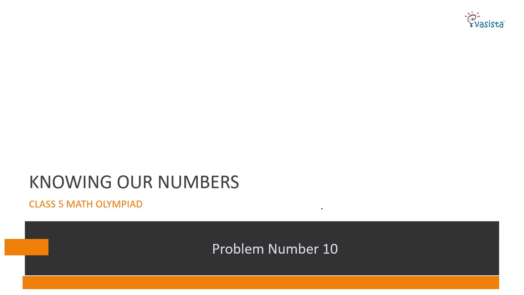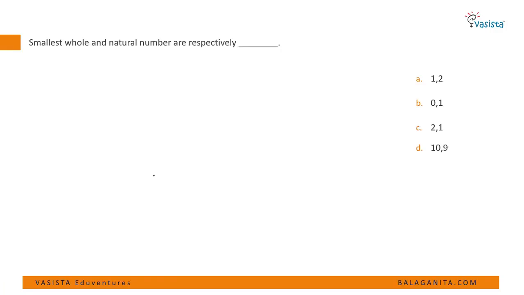And this is the 10th problem. Let us solve: the smallest whole and natural number are respectively? So, you know that by definition, the natural numbers are part of the number system that contains all positive integers starting from the number 1 to infinity.